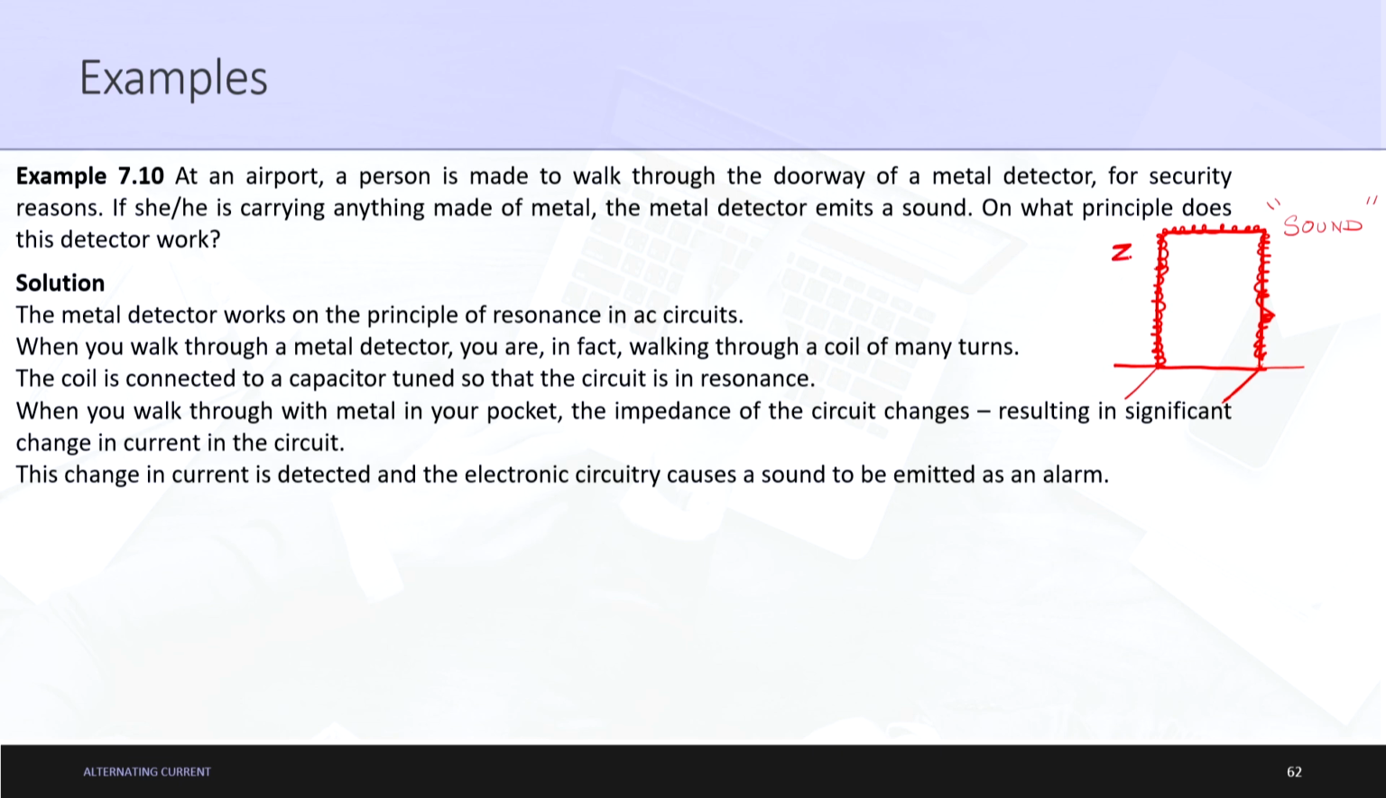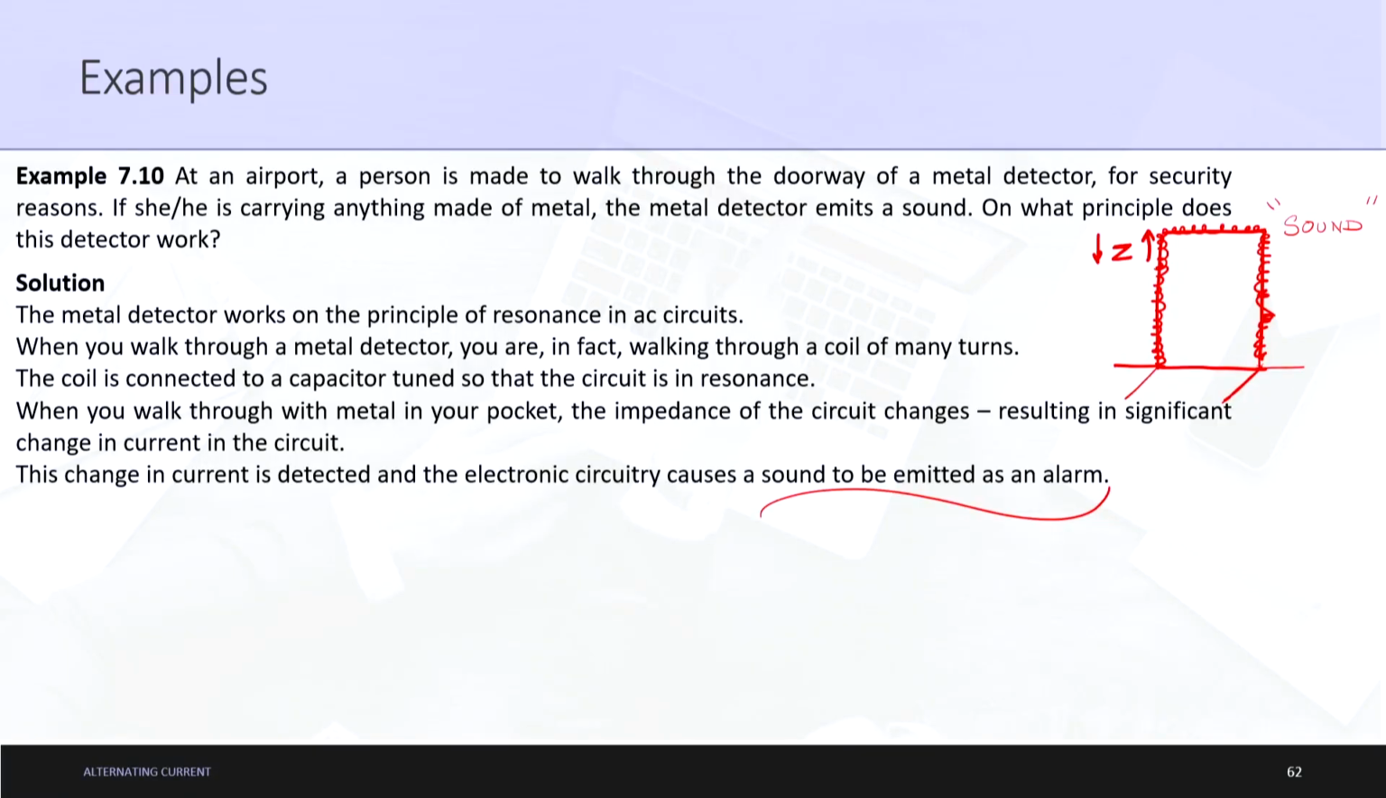So, the value of Z will either increase or decrease, okay, resulting in significant change in current in the circuit. And the circuit is aligned in such a way that if there is a change, if there is a deflection in the current, there will be sound produced. Okay. So, this change in current is detected and the electronic circuitry causes a sound to be emitted as an alarm.